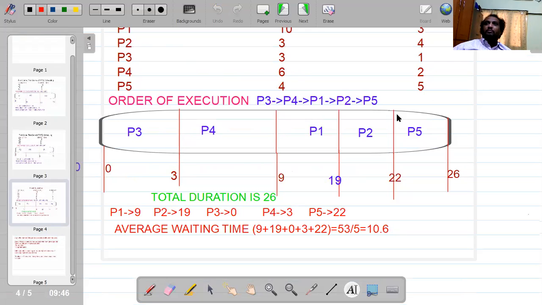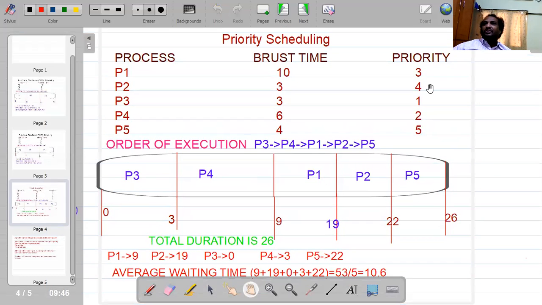Suppose if we take the order of priorities, this is the order of priorities. Suppose P1 is having highest priority, it is executed first. Sorry, P3 is having highest priority, it is executed first. Then P4 is having next priority, it is going to execute next. By the time P4 has completed, let us assume there are 5 more processes which have come up. So P2 has to start with the priority 4.